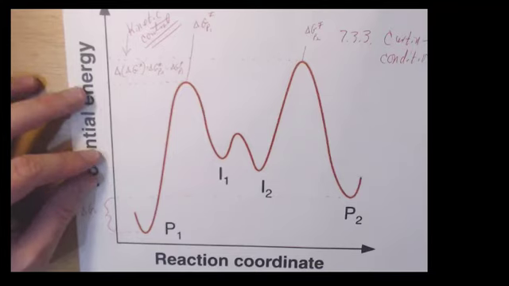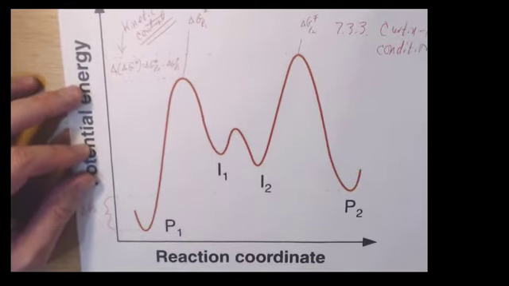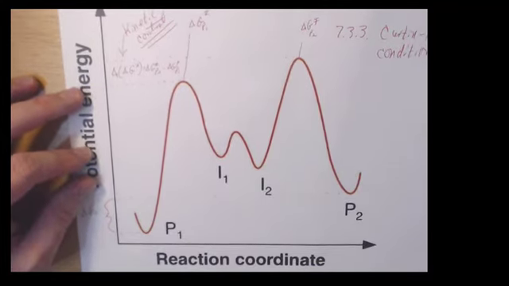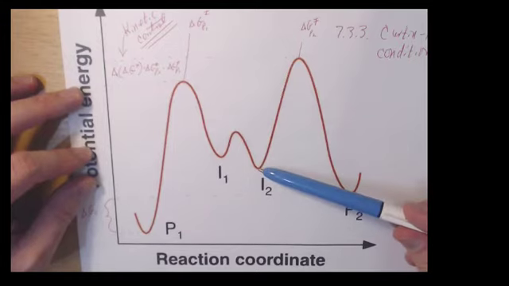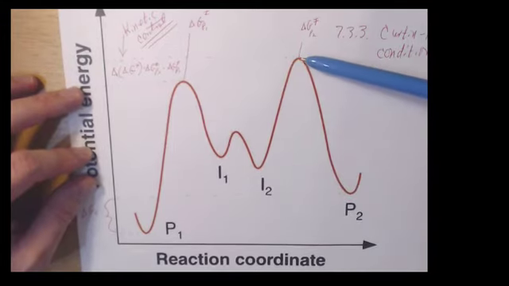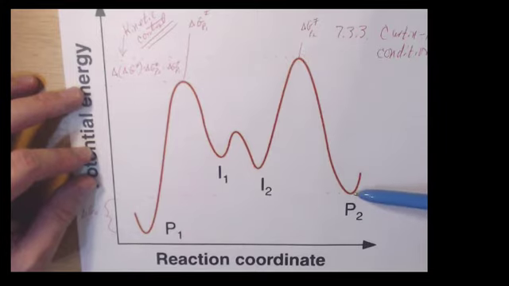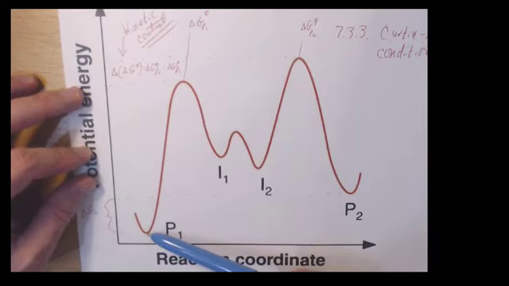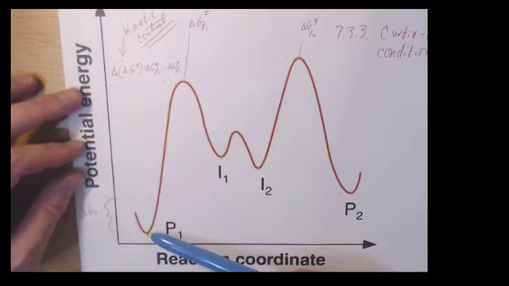Now, again, we're showing the unusual case here because those are the ones that are interesting and teach us. Intermediate 2 is lower in energy, but it has a higher activation barrier and then leads to the product that is higher in energy than the other product, product 1 being lower in energy.